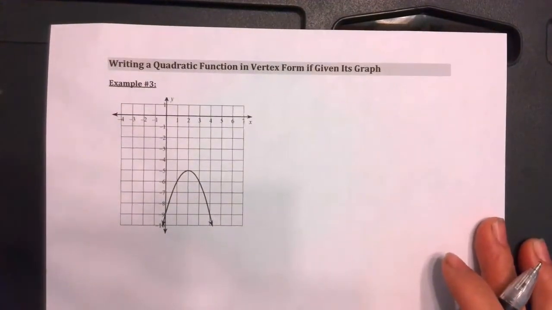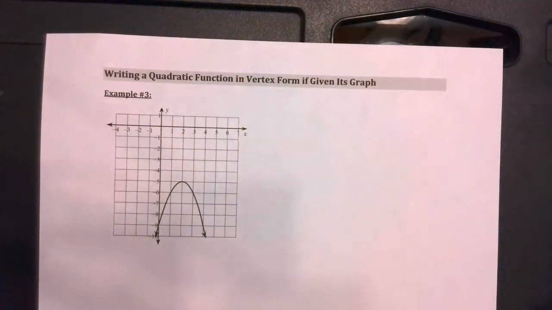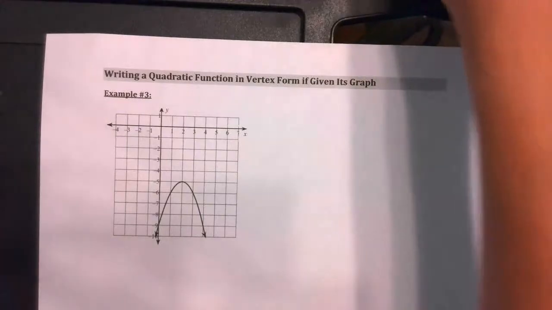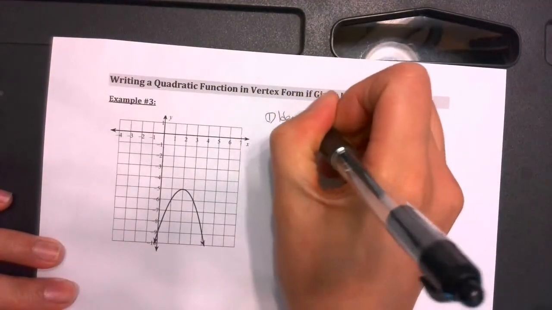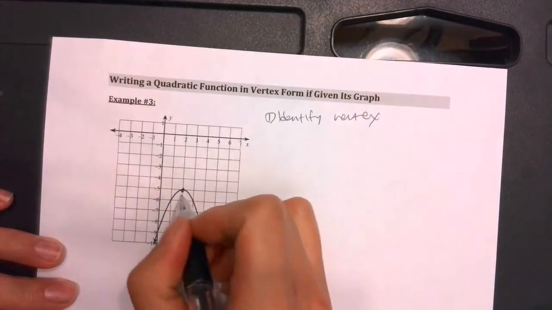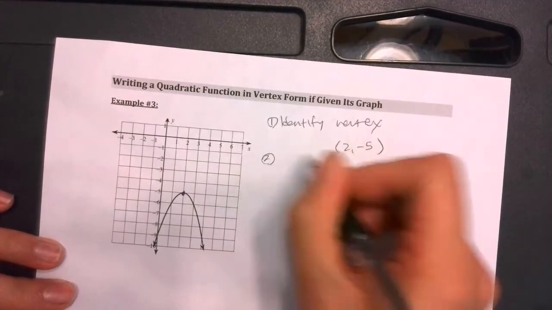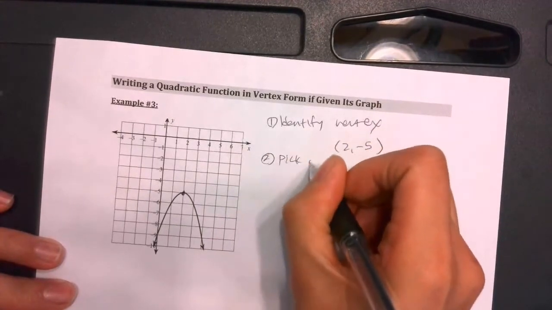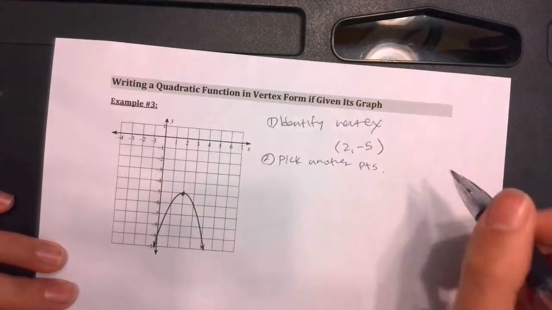Write a quadratic function in vertex form if given its graph. Okay, so we're going to go backward. You have the graph. You're going to come up with the equation. First thing, identify the vertex, which is right here. So what's the vertex? 2, negative 5. Step number 2, pick another point.